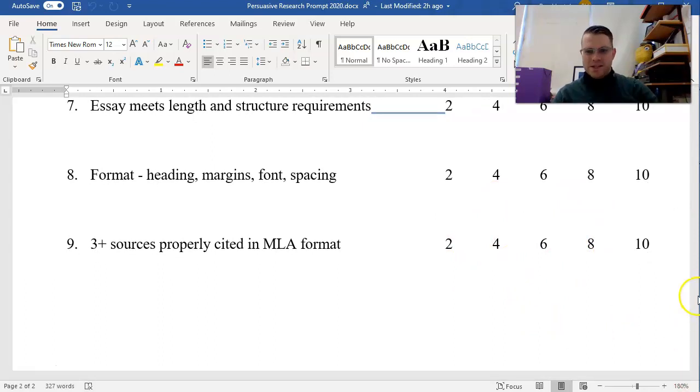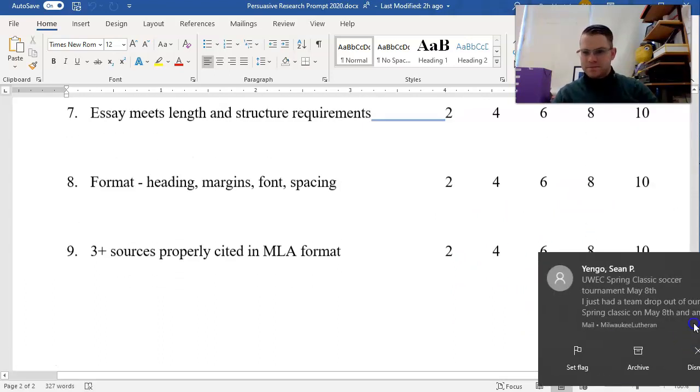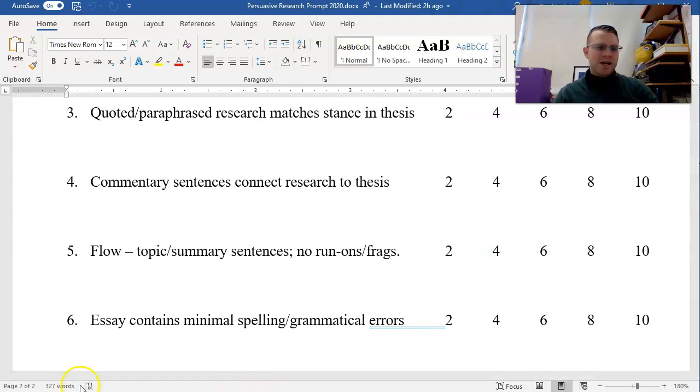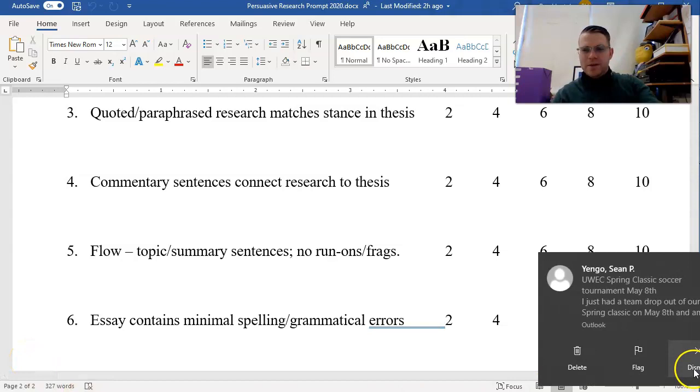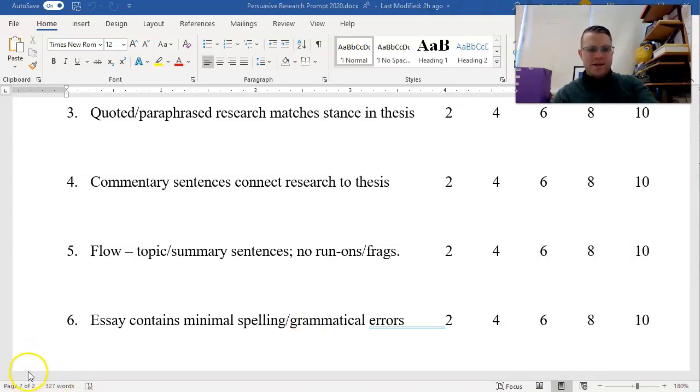3+ sources properly cited in MLA format. Spend some time this weekend researching topics. Find one that you like for research. We'll spend some time early next week selecting topics so you guys can start your research process and start outlining.